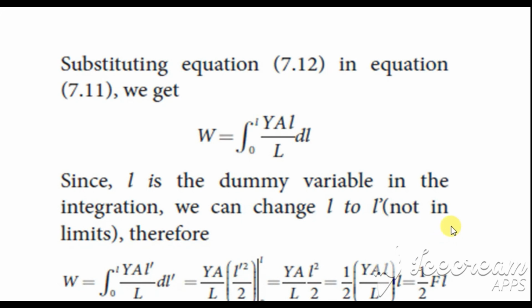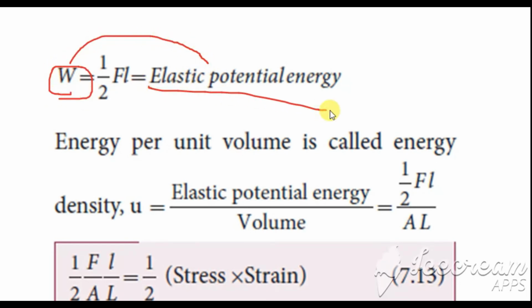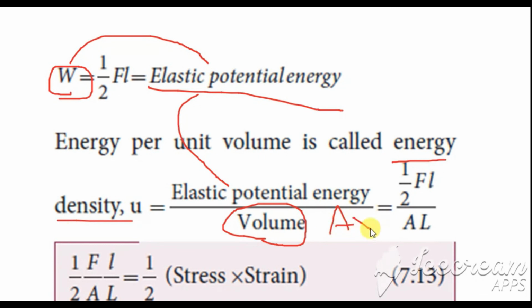Next, this work done is also equal to what? The elastic potential energy. So we have got the elastic potential energy. Next is energy per unit volume. That is called what? Energy density. So elastic potential energy divided by the volume. Volume is written as area into the length, so A into L.